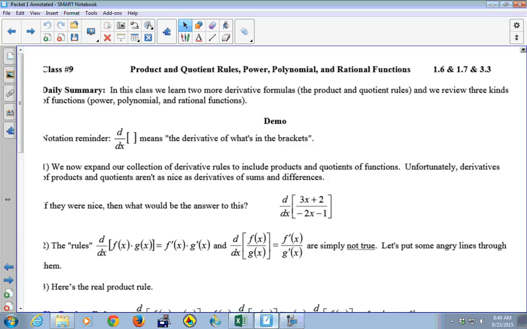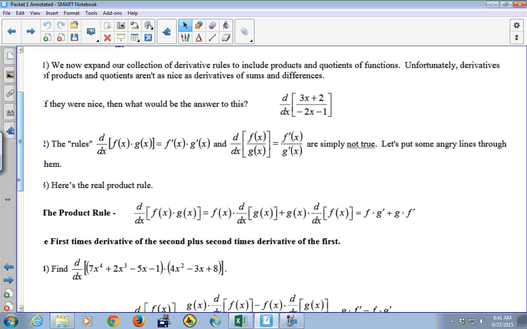Remember that d/dx of some stuff in brackets means the derivative of what's in the brackets. We're now going to expand our collection of derivative rules to include products and quotients of functions. Unfortunately, derivatives of products and quotients aren't as nice as derivatives of sums and differences. When you want to take a derivative of a sum or a difference, you can just take the derivative of each term separately. But it doesn't work like that for quotients and products.